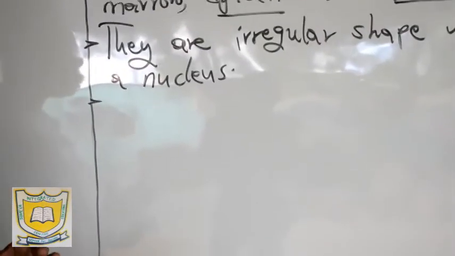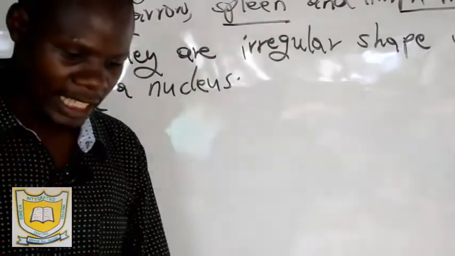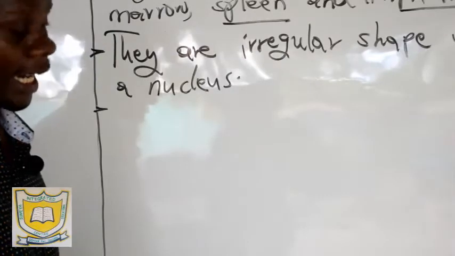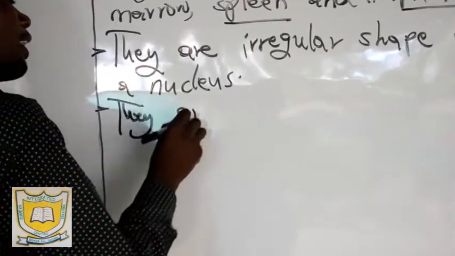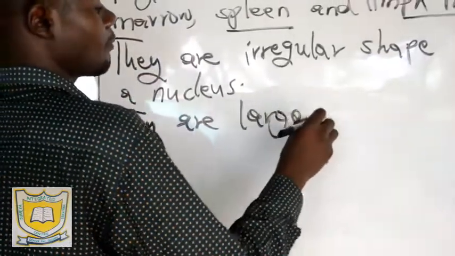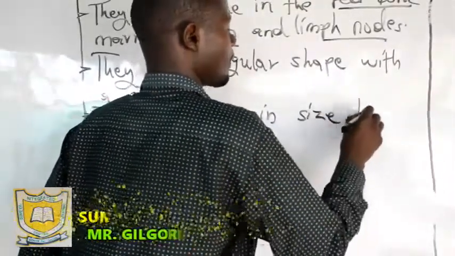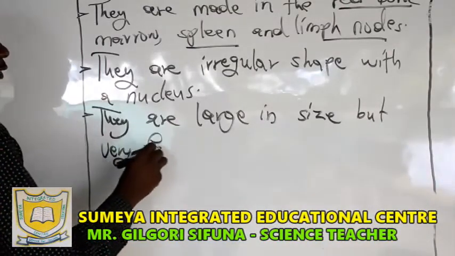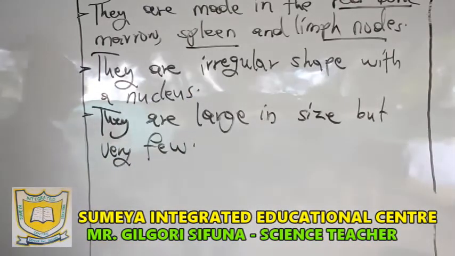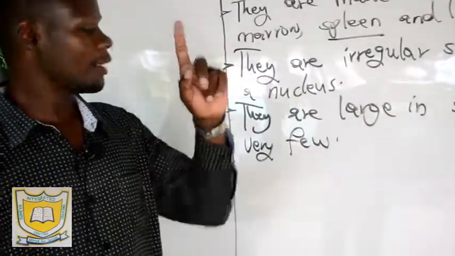Now, what about the size of white blood cells and also the number? On the other side we were talking about how they are very many, but here they are large in size but very few in number. We said that where we have 600 red blood cells, we only have 1 white blood cell.